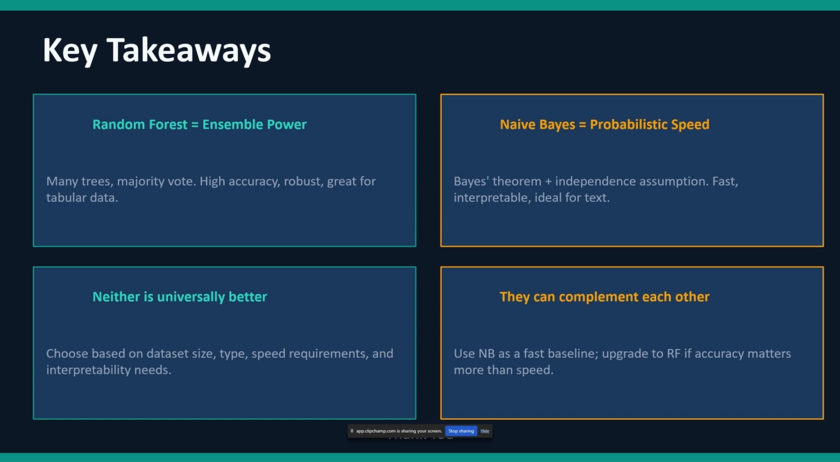But none of them are universally better. If you ask me which one I would choose, you'll have to specify your use case before I make a suggestion to you. They can complement each other. You can use NB for a fast baseline, and upgrade it to RF if accuracy matters more than speed. Here's the end of the presentation, but we'll now move on to the code demonstration.